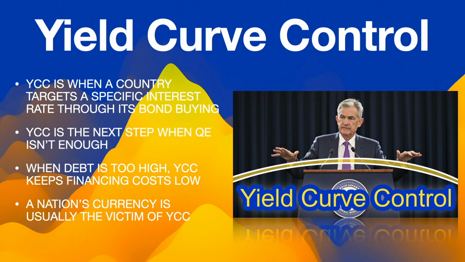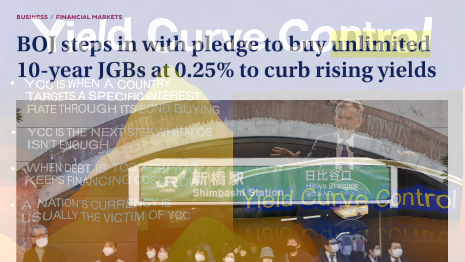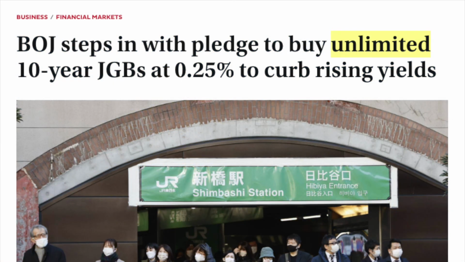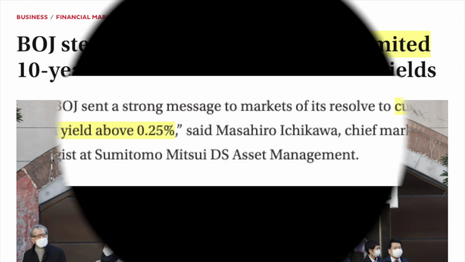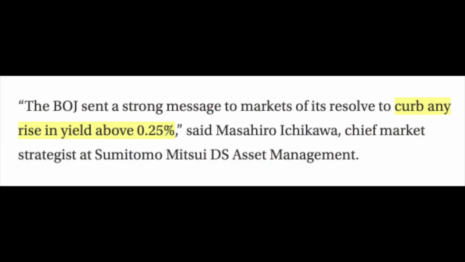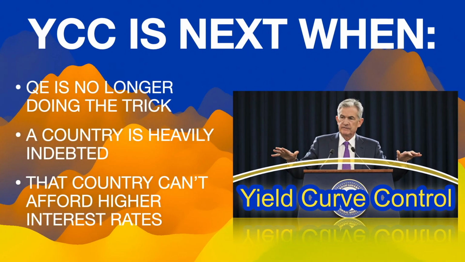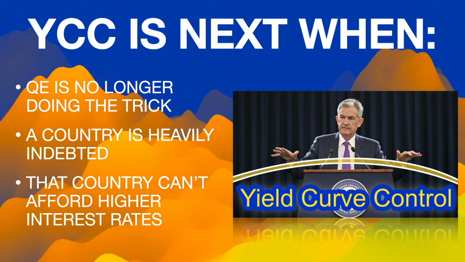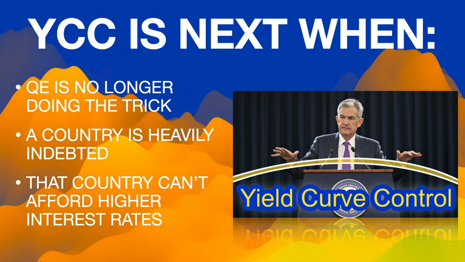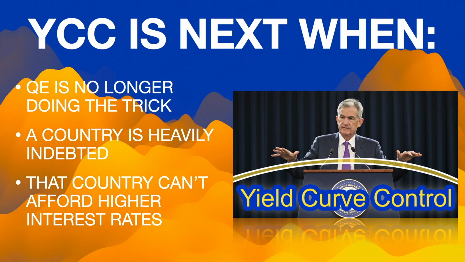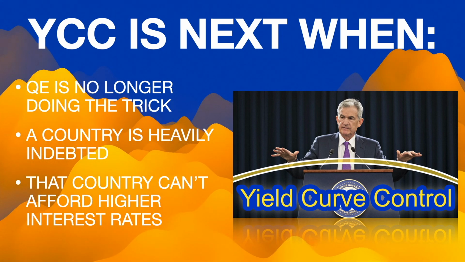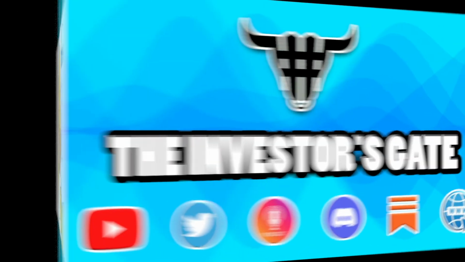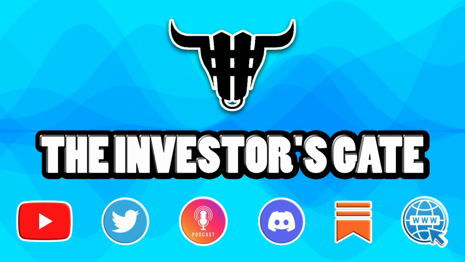So, just to summarize, yield curve control is when a central bank commits itself to an unlimited amount of bond buying to pin its interest rates at a specific level. There can be a wide range of reasons this is done, but the main reasons are almost certainly QE wasn't enough, the country is heavily indebted, and that country can't afford to pay higher interest rates on that debt. Alright, that is all for this 101.